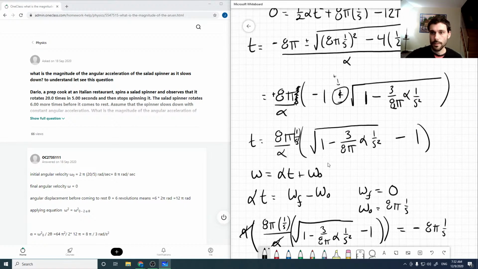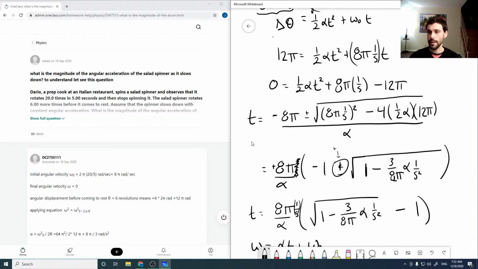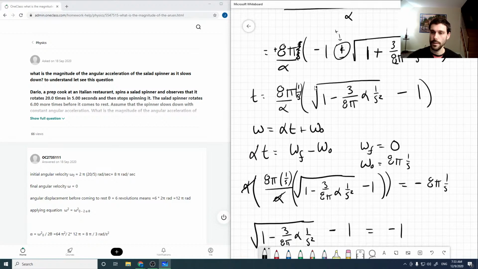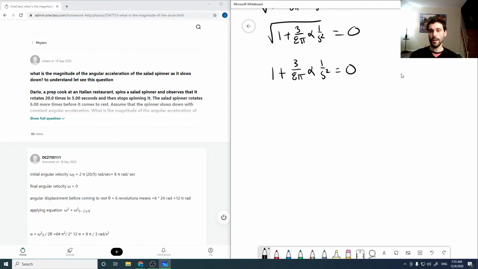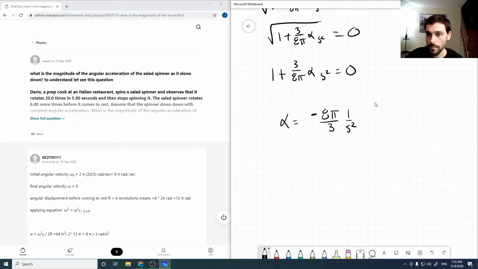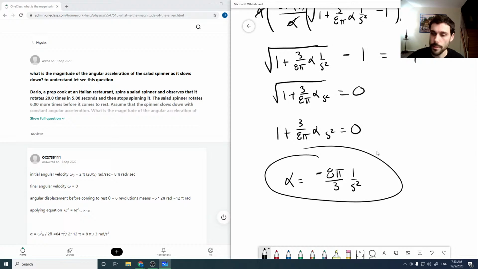I made a whole bunch of mistakes, because this should have been a minus sign there, meaning that's plus, meaning that's plus, plus, plus, plus. There we go. Square both sides. And then rearranging this now for alpha, I messed up the units there too, so that should just have been seconds squared the whole time. So then alpha is minus 8 pi over 3 per second squared. So it was a little messy there, and I messed up a couple of units. But that's the answer that it comes out to be.